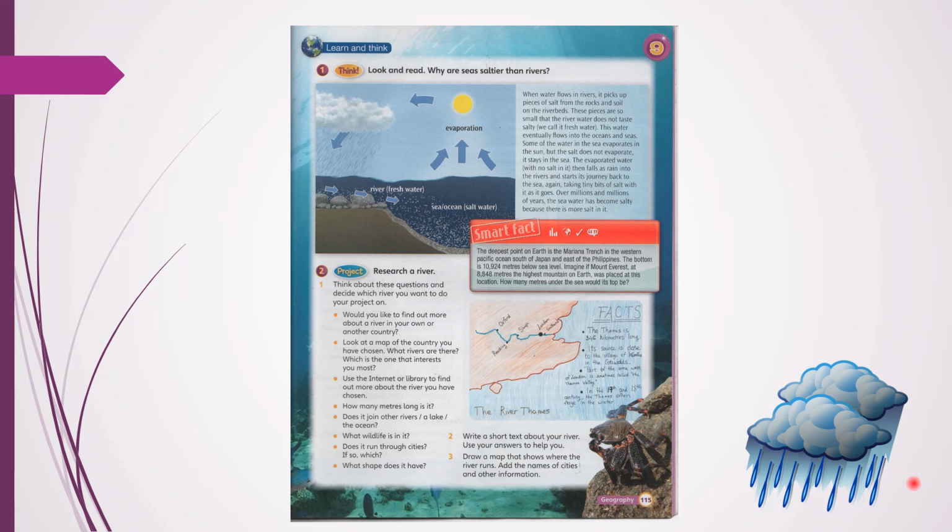How many meters long is it? Does it join other rivers, a lake, the ocean? What wildlife is in it? Does it run through cities? If so, which? What shape does it have? Well, write a short text about your river, using your answers to help you. Finally, draw a map that shows where the river runs. Add the names of cities and other information.